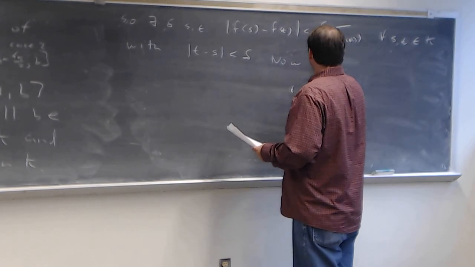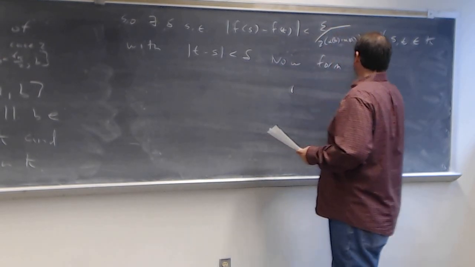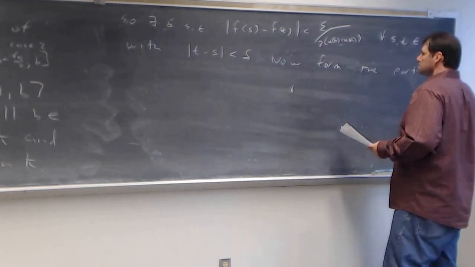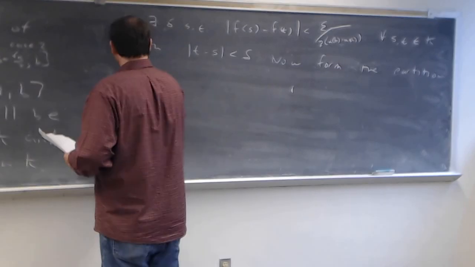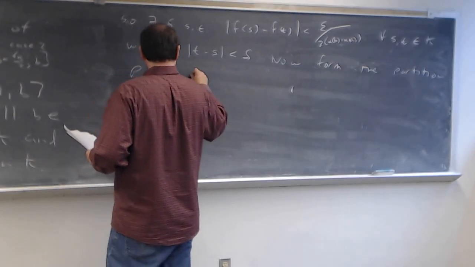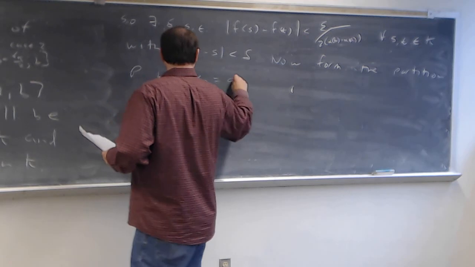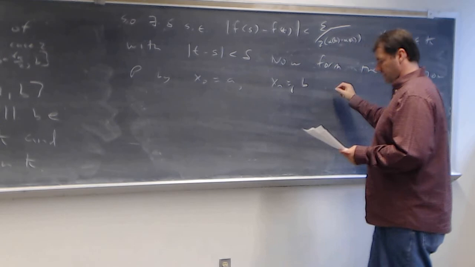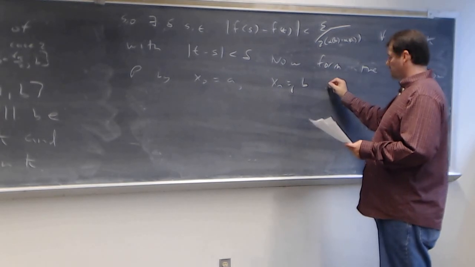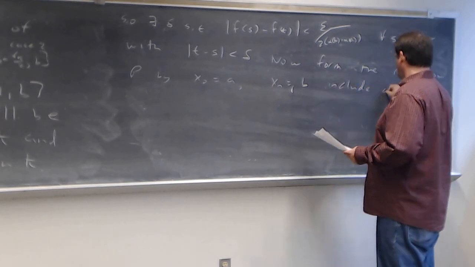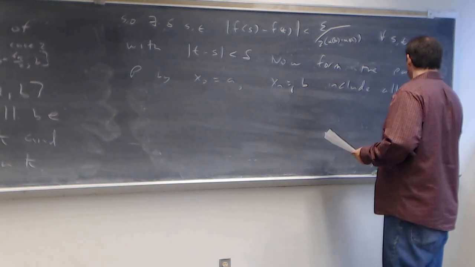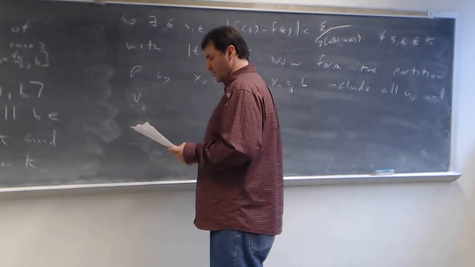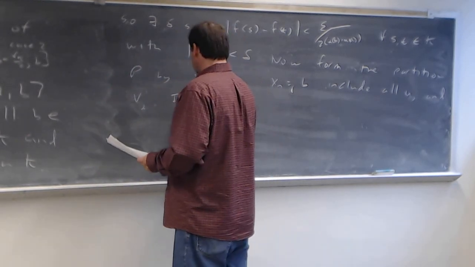Now, we form a partition P by x sub 0 equals a, x sub n equals b, the last one. Include all u sub j's and v sub j's. Okay? In addition, this is all we add to it.